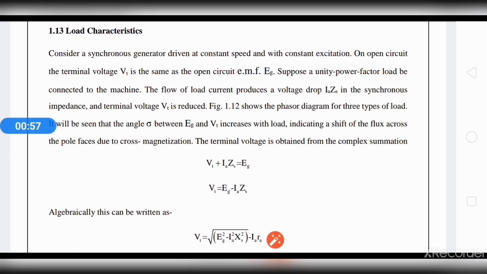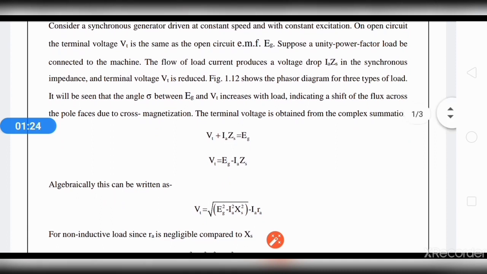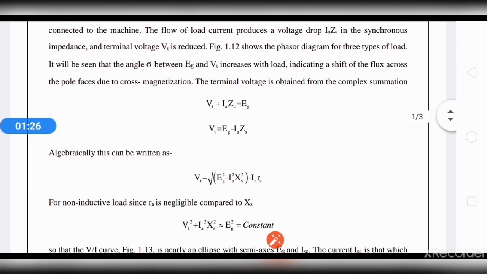We already discussed the synchronous impedance. It is a combination of leakage reactance plus the resistance plus the armature reaction reactance. It is the sum of all these three quantities, and the flow of current produces a voltage drop IaZs and the terminal voltage is reduced. Figure 1.12 shows the phasor of the three types of load.